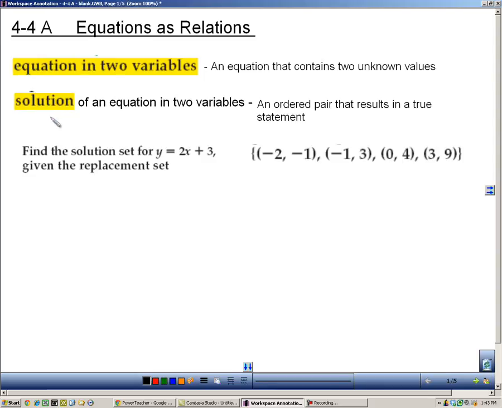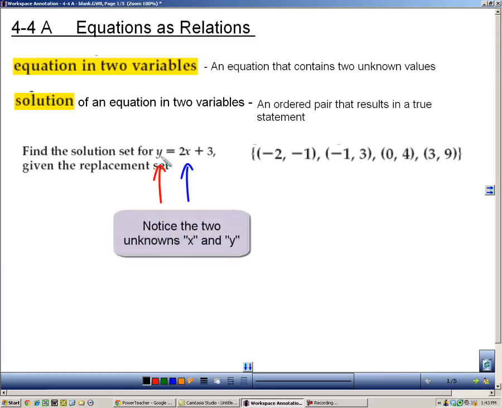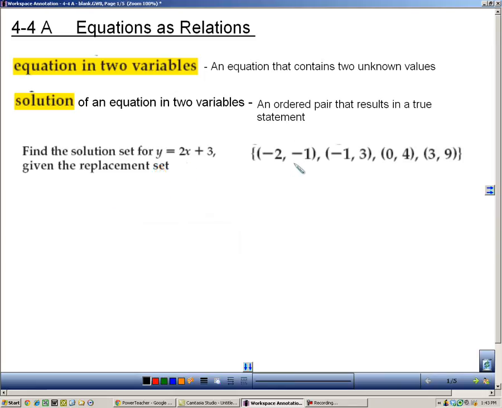The solution of an equation that has two variables is the ordered pair that results in a true statement. And so we're going to look at some ways that we can find solutions for equations that have two variables. Well, here's our equation that we're going to use, y equals 2x plus 3, and we want to find the solution set, which means we want to find which of these ordered pairs make it true.